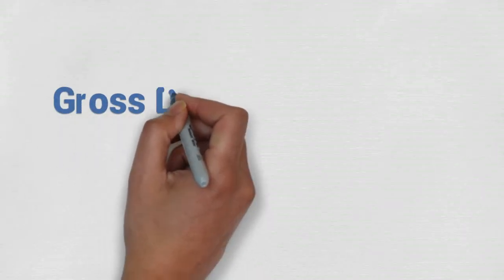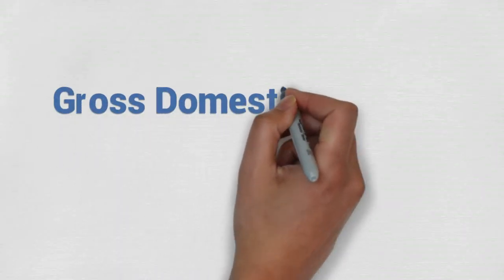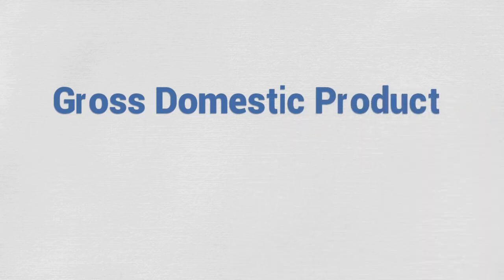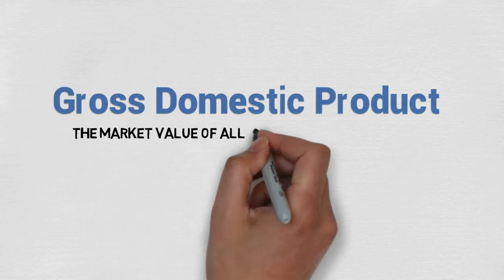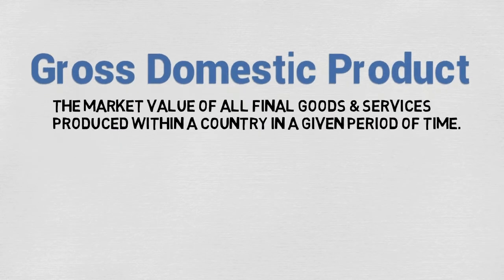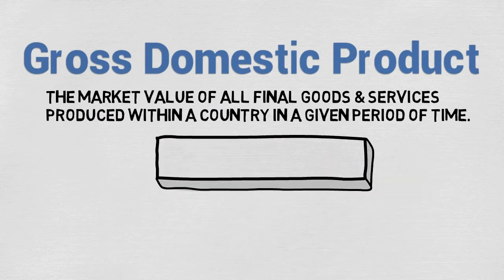Alright, so here is a short introduction about measuring GDP. So GDP, gross domestic product. Remember the definition? It's the market value of all the final goods and services produced within a country within a given period of time. Now there are three main ways that we measure GDP.